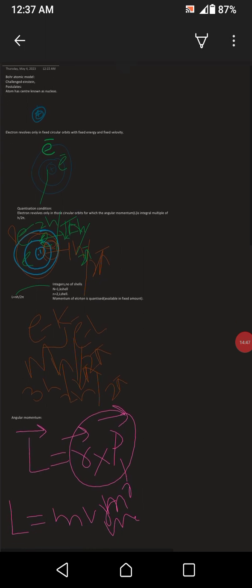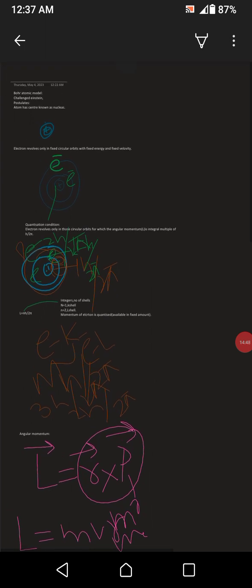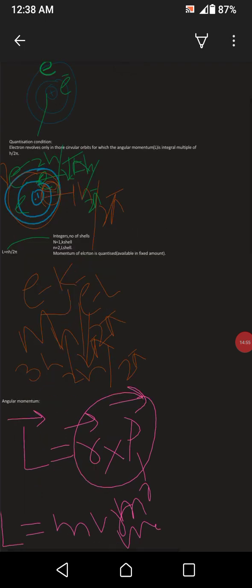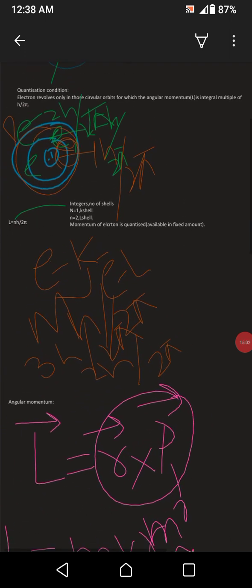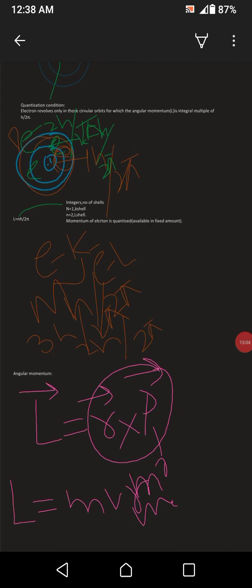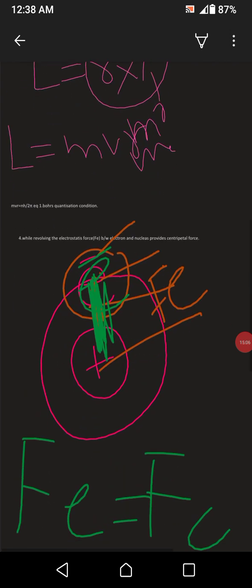I will be going to discuss the calculation of the atomic radius, the derivation of the atomic radius, and the atomic frequency or the kinetic energy.